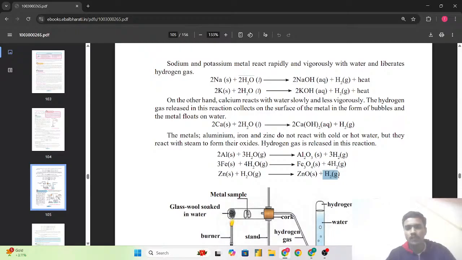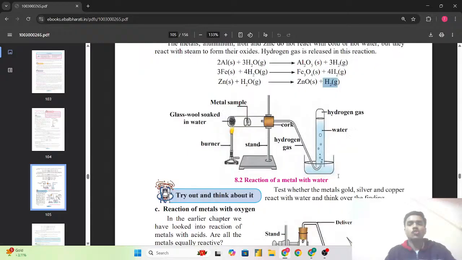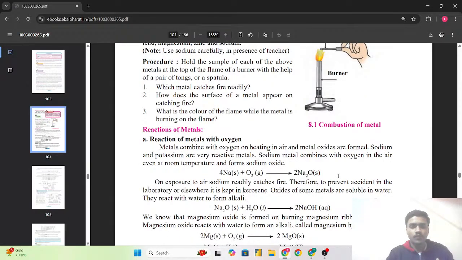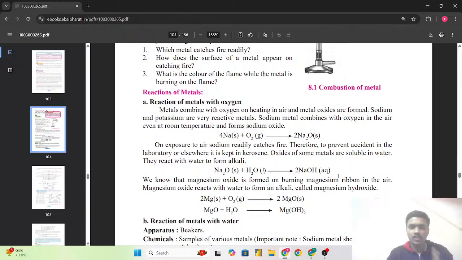As we have seen, the balancing of the chemical reactions in chapter 3. So chapter 3 concepts are also important for studying all the concepts related to this metallurgy chapter, as balancing of the chemical reactions will be required for writing down this type of reactions in the exam and understanding. So, the overall conclusion that we have drawn here is the reaction of metals with oxygen.